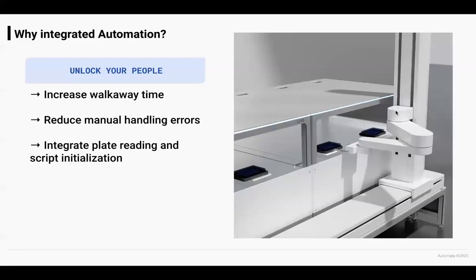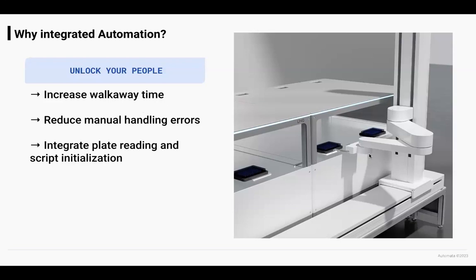So I'm just going to go into each one of those handles I spoke about and what I actually mean by that and how the Link platform actually allows that. So unlocking your people might look like increasing your walkaway time. So obviously this robot is pretty much able to, in many ways, not all, you can't have a good conversation with it, but it's able to replace the human aspect, so the machine tending.